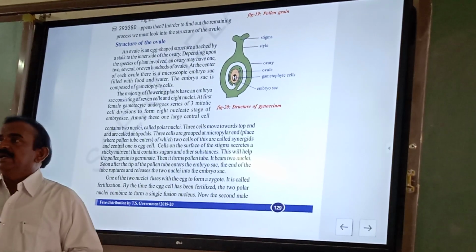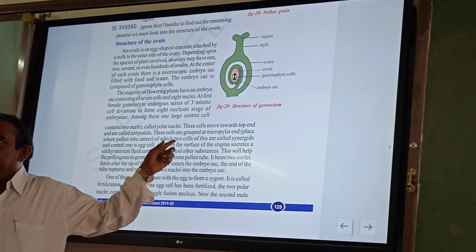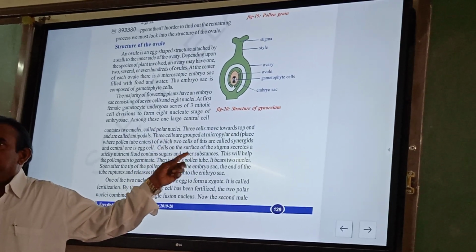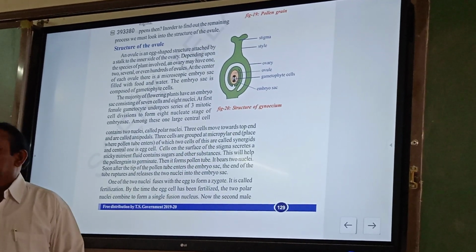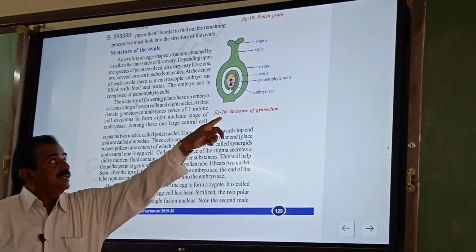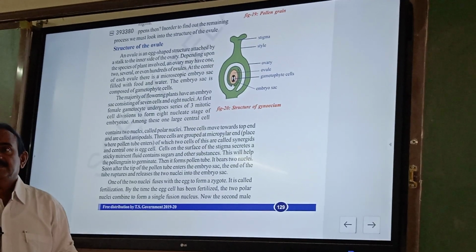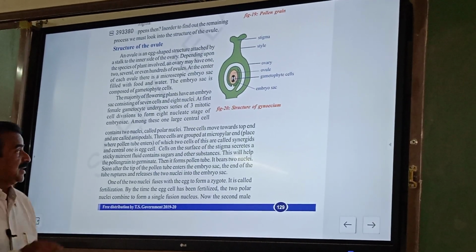Here on the interactive flat panel, you are observing what? This is a flower. This is called gynoecium. Actually, here you see the structure of the gynoecium. That is the female part.